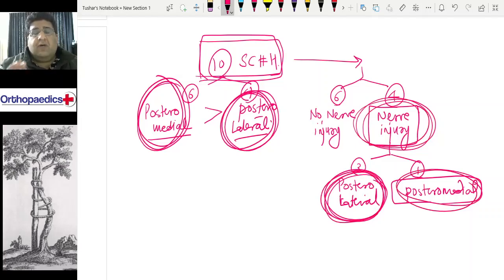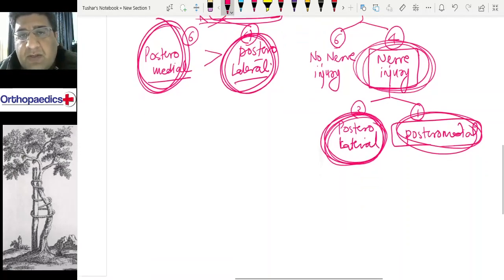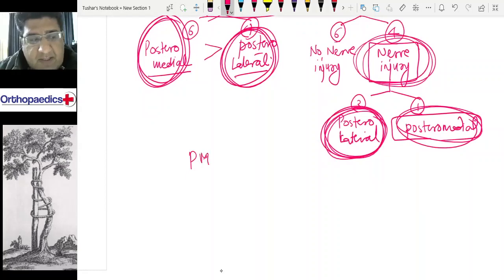So I give you an example with the help of this: this is posteromedial displacement, this is posterolateral displacement. It's a fact that posteromedial displacement is more common than posterolateral displacement, but posterolateral displacement will complicate more into nerve injury as compared to posteromedial displacement. So we have understood this, that as a displacement, PM is more than PL. Agreed.